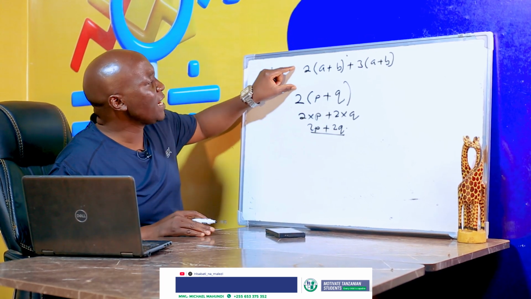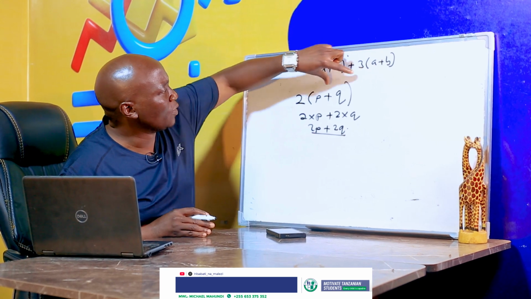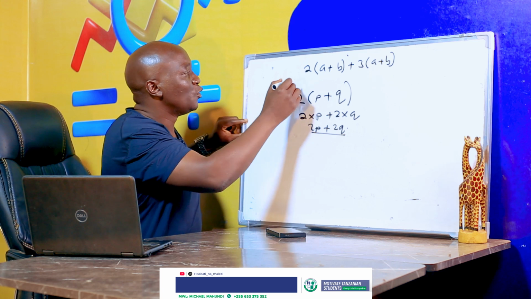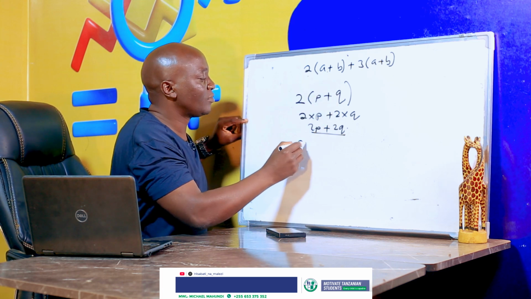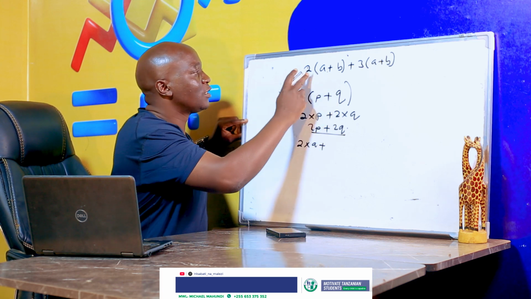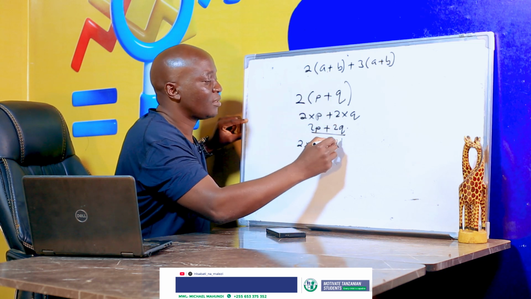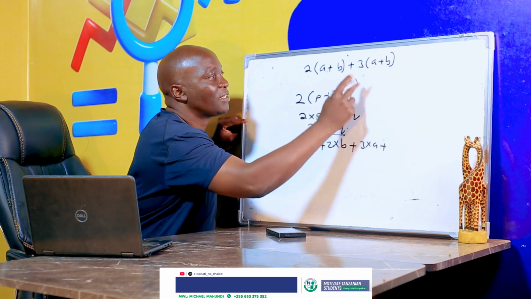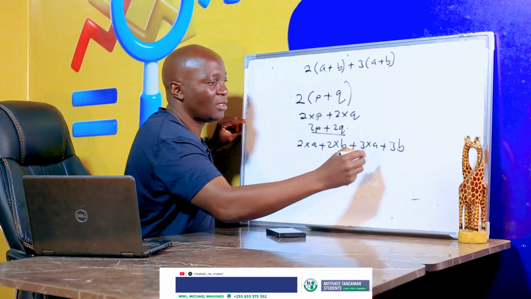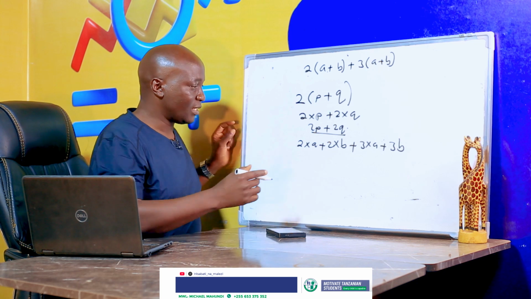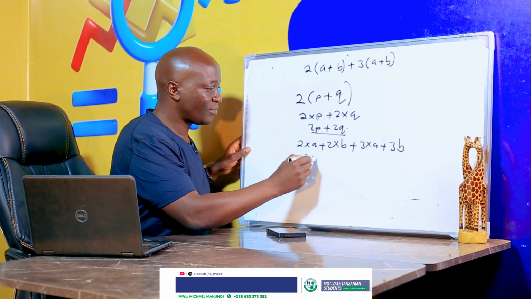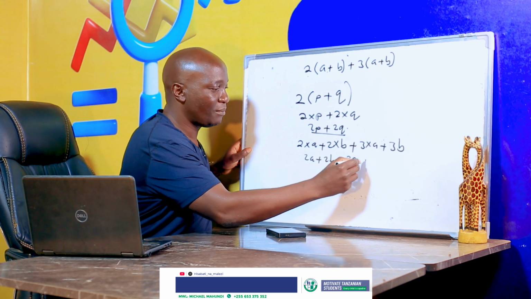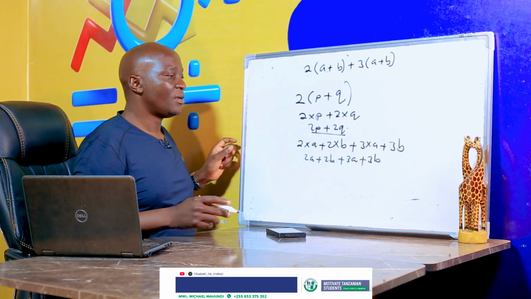Hasa hapa inavyoonekana kwamba kuna bracket mbili, huyu na huyu. So step number 1, I advise you to open the bracket. You start 2 times A plus 2 times B plus 3 times A plus 3 times B. What next after that? Here 2A plus 2B plus 3A plus 3B.